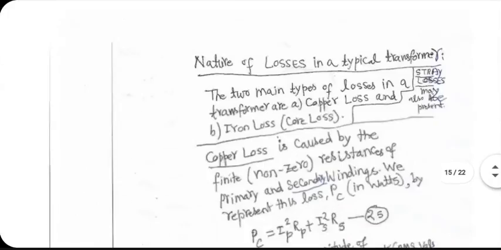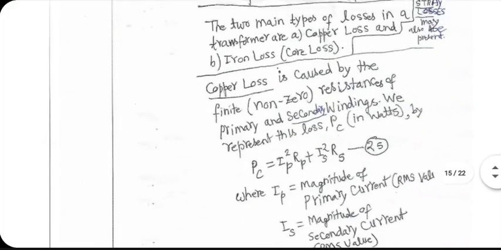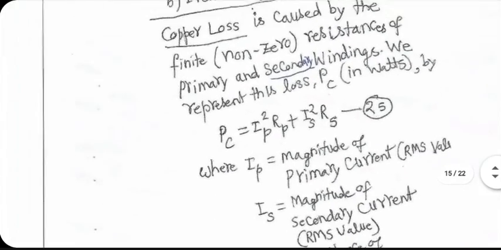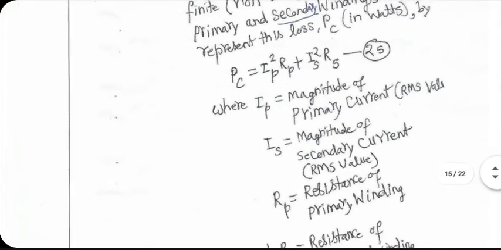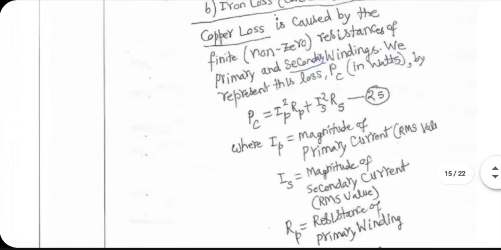These RP, RS values are given to you. You don't have to worry about calculating them. So once you know RP and RS and you calculate IP and IS as we have done in several problems today, the copper loss, which I am denoting by PC, can be calculated using equation 25. It will be in watts, obviously.